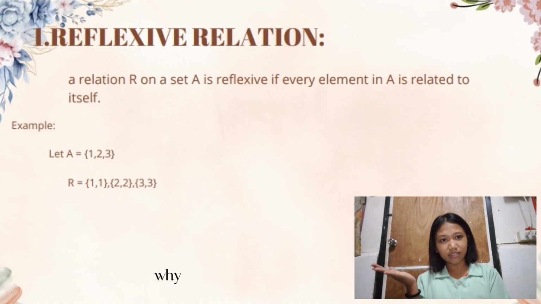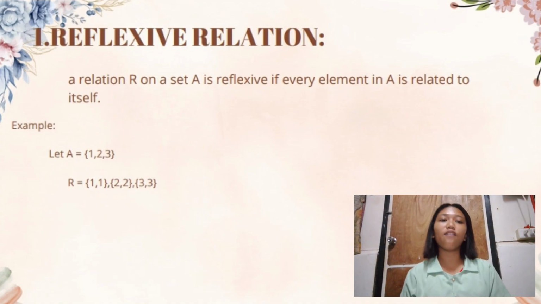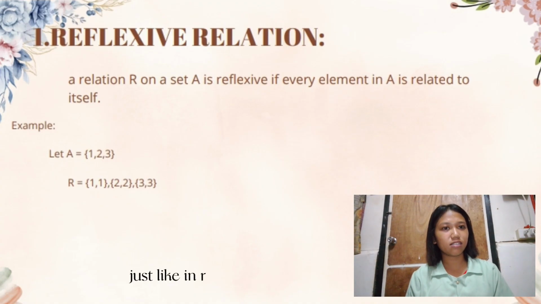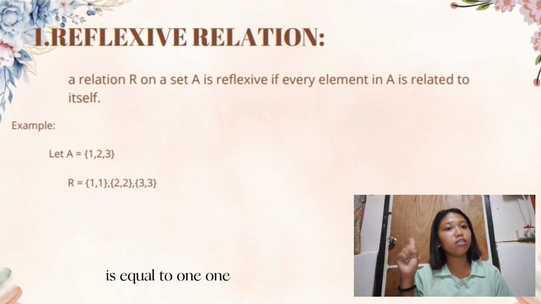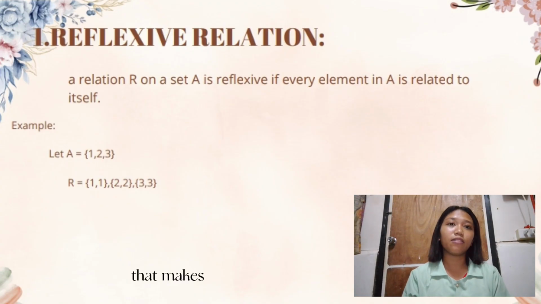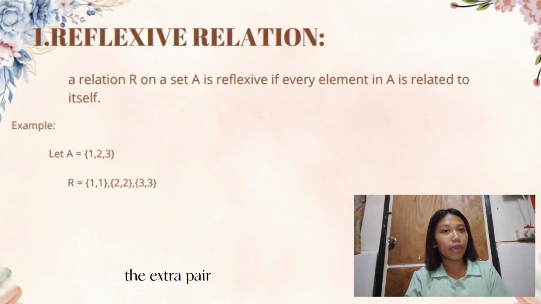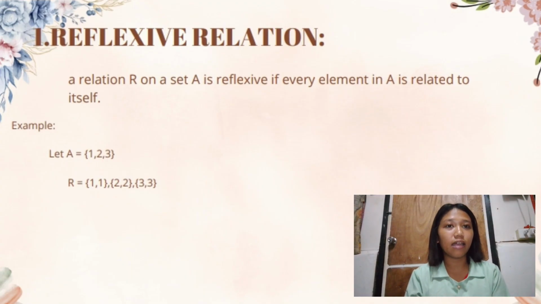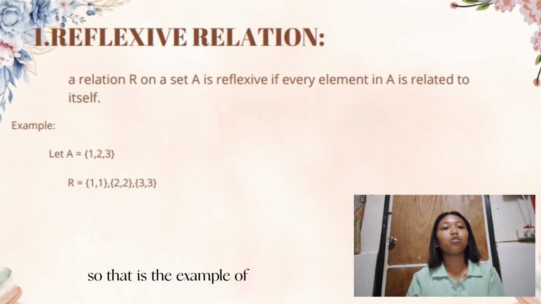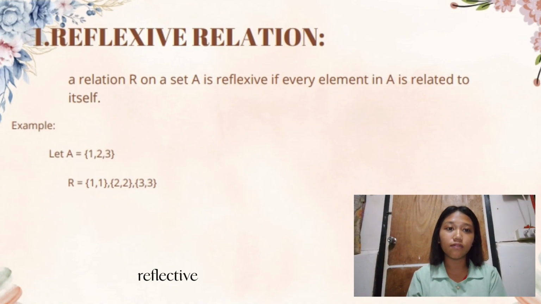Why? Each element has a pair with itself, just like in R = {(1,1), (2,2), (3,3)}. That makes it reflexive. An extra pair like (1,2) doesn't affect reflexivity; it's just an additional relation. So that is the example of a reflexive relation.